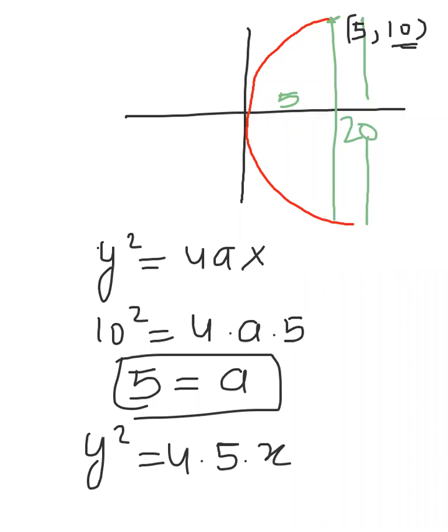But we need to find the focus. Focus will be at this point and its coordinate will be (5, 0). We know that focus is (a, 0). So the coordinates of the focus are (5, 0).